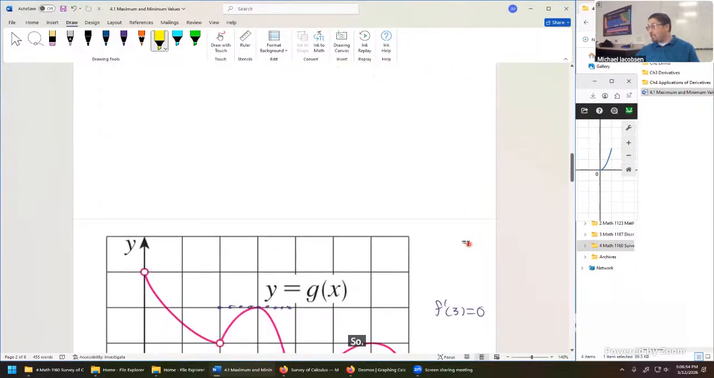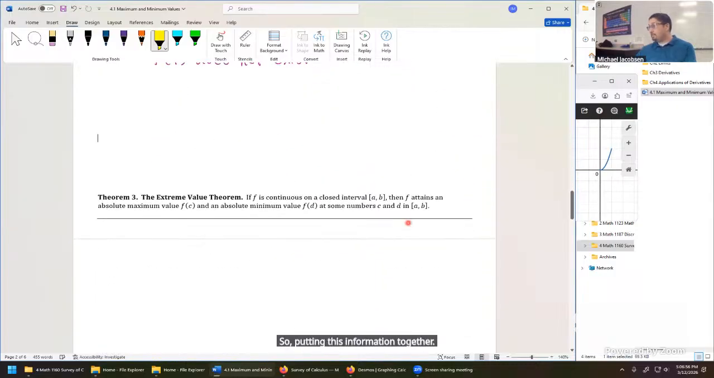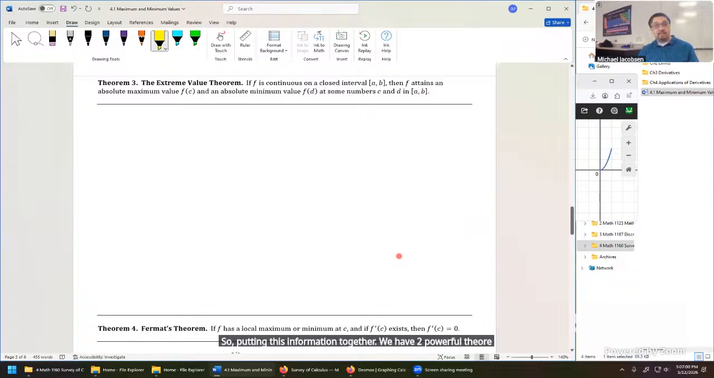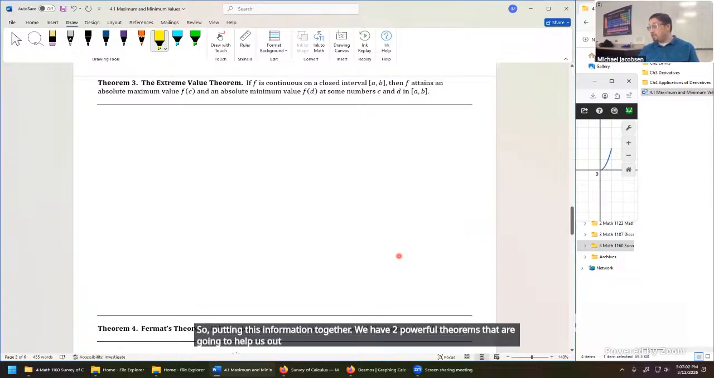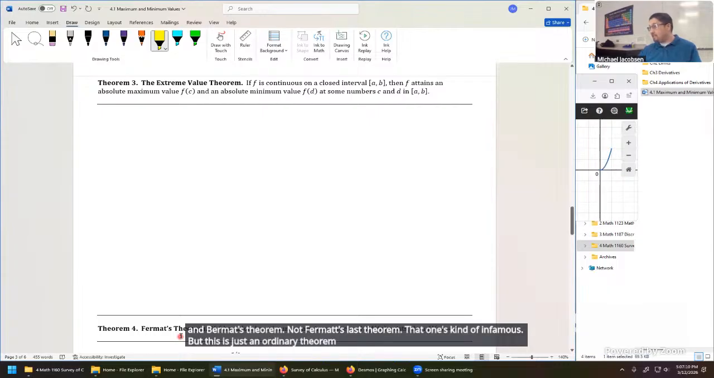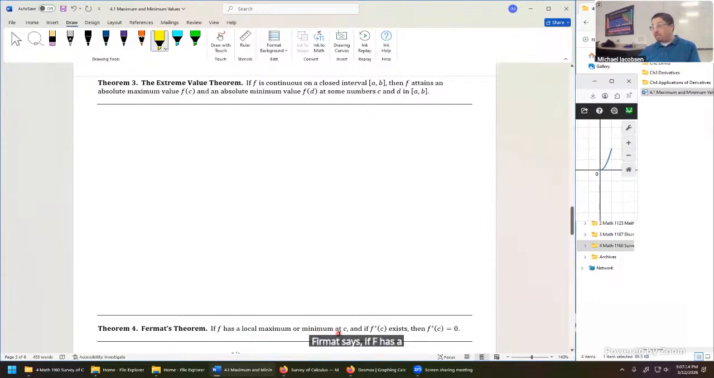So putting this information together, we have 2 powerful theorems that are going to help us out: the extreme value theorem and Fermat's theorem. Not Fermat's last theorem, that one's kind of infamous, but this is just an ordinary theorem from Fermat. Fermat says, if f has a local maximum or minimum at a value c, and if the derivative exists, that derivative has to be 0. That's what we were seeing in the last graph.